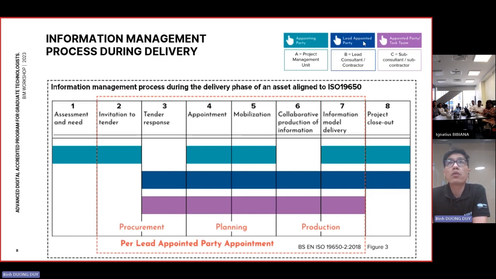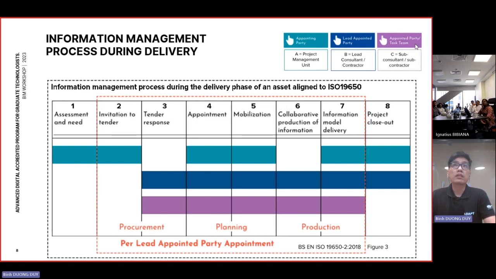And the blue one is the lead appointed party. This party you can consider as the main contractor. In ISO 19650, they call that party the lead consultant or lead appointed party. We can understand that as the lead consultant or contractor. This could be different, as there are different kinds of contracts. If you have a single contract, there is only one main contractor, who would be the lead appointed party. But if you have a different kind of contract like design-bid-build, then design will be delivered separately, and construction will be delivered separately. Then we have two lead appointed parties at different times.